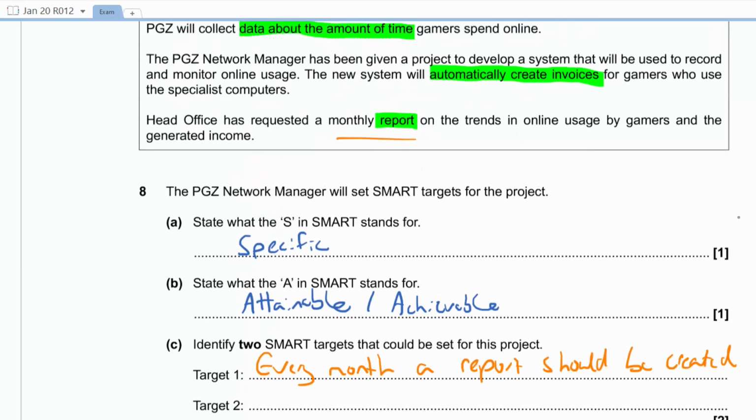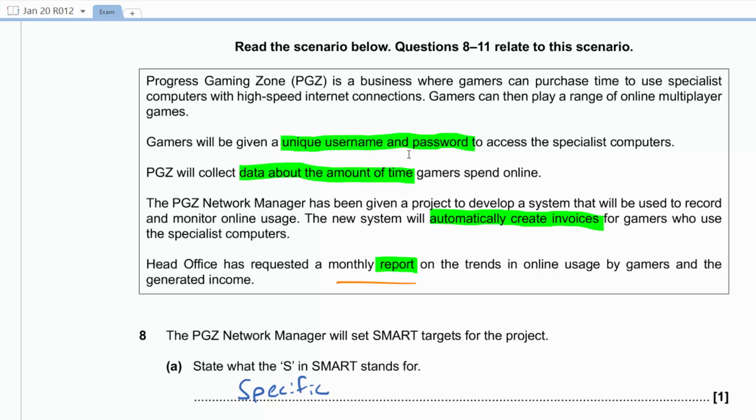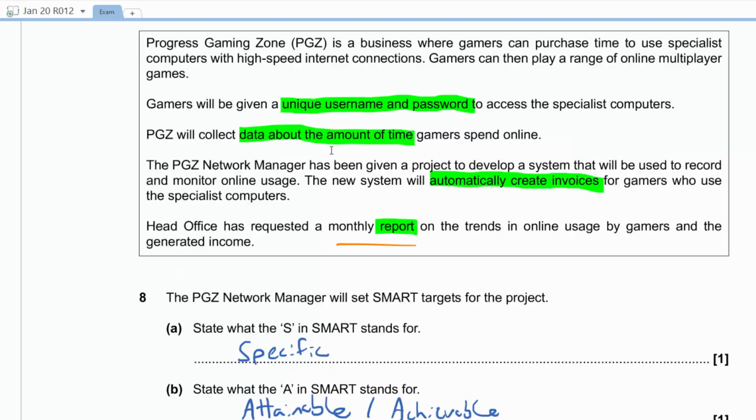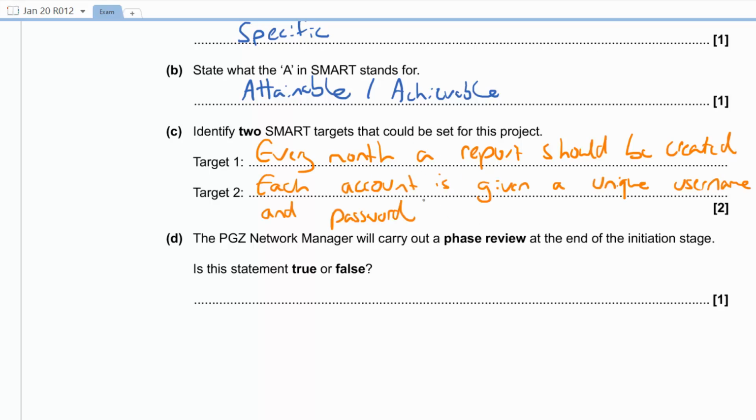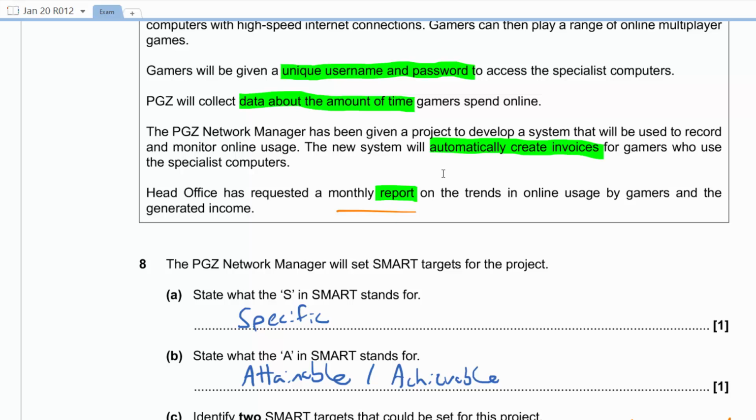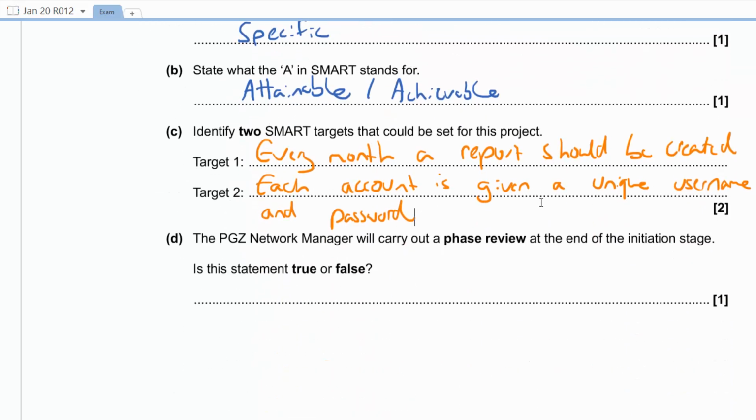We could also, what else could we say? We could say anything I've highlighted here really. We could say each account is given a unique username and password. Okay, we don't actually have a time here because it will just be really when they sign up, we'll be given one straight away. So we don't always need to fill in every letter in this acronym.